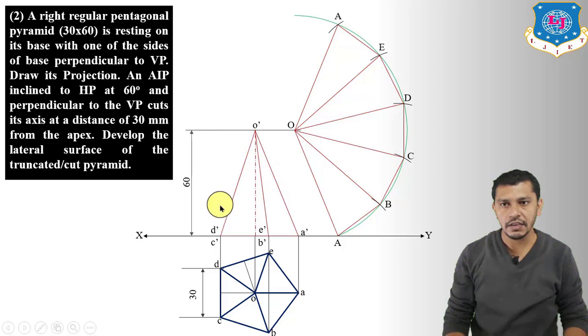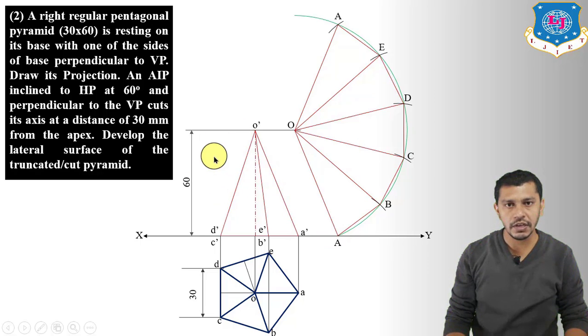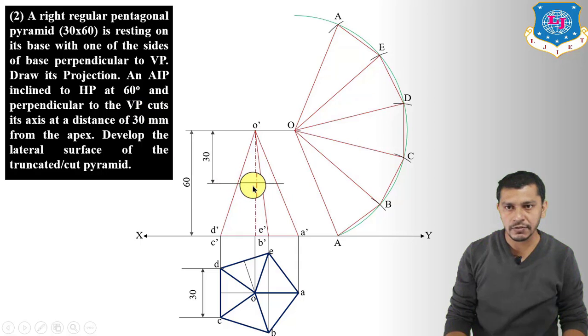Now we have to take the section. For that we will show the cutting plane in the elevation, because right now the cutting plane is an AIP, auxiliary inclined plane. So we have to show this cutting plane which is inclined at an angle of 60 degrees to the HP and perpendicular to the VP, and cuts the axis at a distance of 30 mm from the apex. So first of all measure 30 mm from the apex, draw a line. So our cutting plane will pass from this point, the intersection point of this line and the axis.